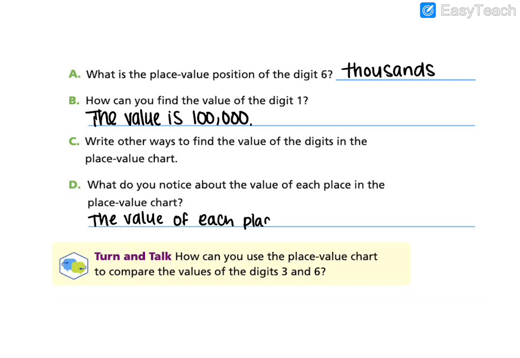So the value of each place is 10 times the value of the place to its right.